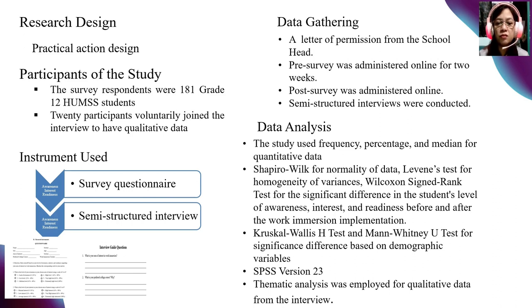The first survey was administered online for two weeks to measure the students' prior awareness, interest, and readiness in their preferred college courses. After the work immersion, the post-survey was administered online. Semi-structured interviews were conducted. The study used frequency, percentage, and median to describe the quantitative data; Shapiro-Wilk for normality of data; Levene's test for the homogeneity of variances; Wilcoxon signed rank test for the significant difference in the students' level of awareness, interest, and readiness before and after work immersion implementation; and Kruskal-Wallis H test and Mann-Whitney U test for the significant difference based on the demographic variables. SPSS version 23 was used for computation, while thematic analysis was employed for the qualitative data from the interview.